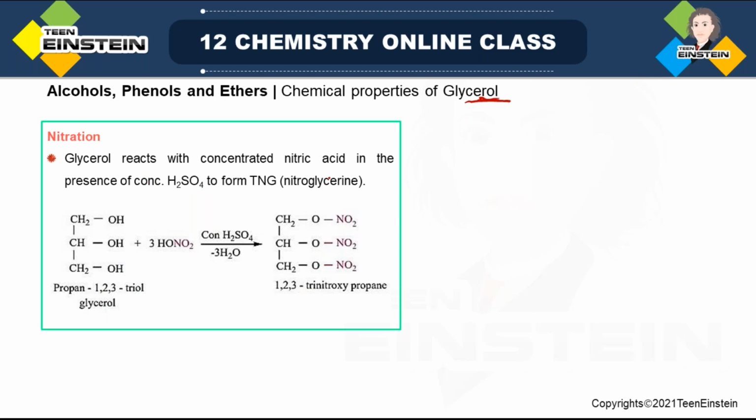It reacts with concentrated nitric acid in the presence of concentrated H2SO4 and ultimately forms TNG, nitroglycerin. Fine. So here we have taken HNO3, which is written in a different way, but it is HNO3, then concentrated H2SO4. So all these H's are replaced by NO2, and this NO2 you can see from the color is coming from here. Fine.